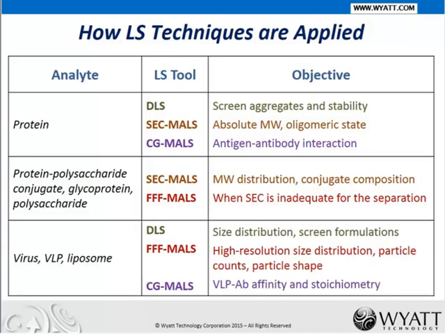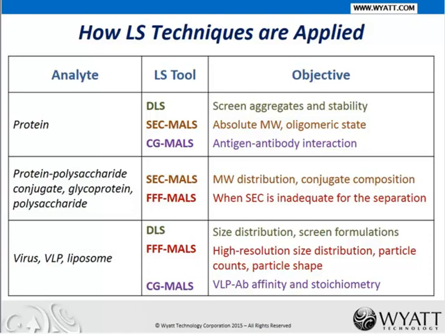The third group of analytes includes different nanoparticles like viruses, VLPs, and liposomes. Dynamic light scattering can be used to measure size distribution with relatively low resolution and in a semi-quantitative fashion.